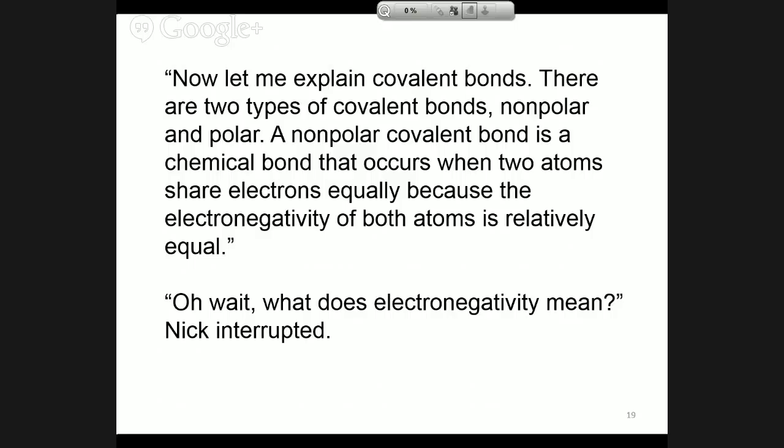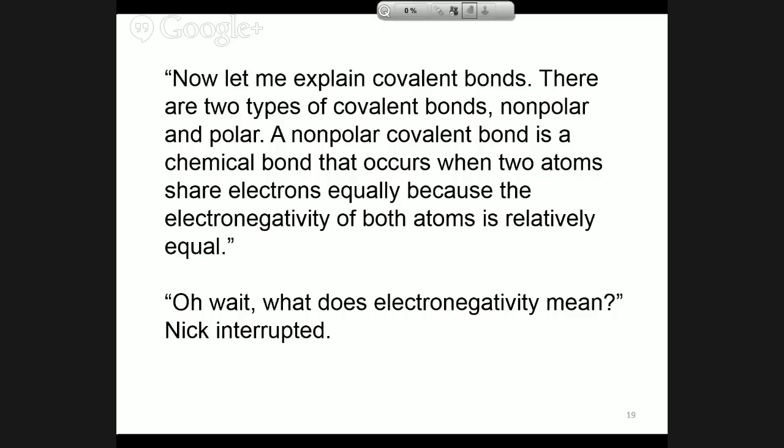The affinity of an atom to attract an opposite charge because of the valence shell. So in the case of like water, well, you're going to get all the secrets, Mike.